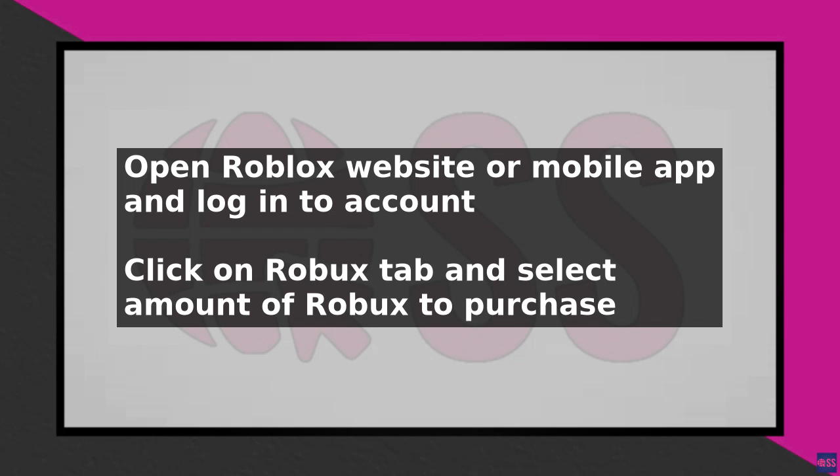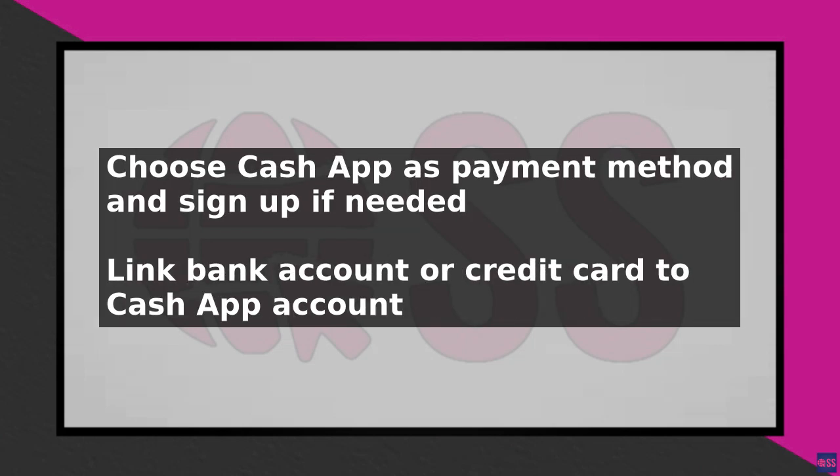If you do not have a Cash App account, sign up for one and link your bank account or credit card to it. Once you have a Cash App account, enter the amount you want to pay and click on the Pay button. You will receive a prompt to confirm the payment. Review the details and confirm. After the payment is processed, you will receive the Robux in your Roblox account.